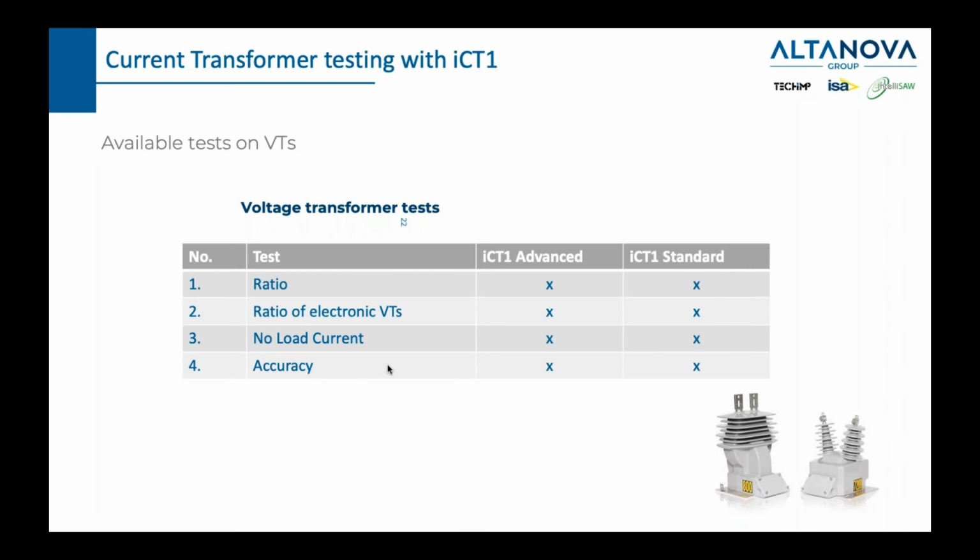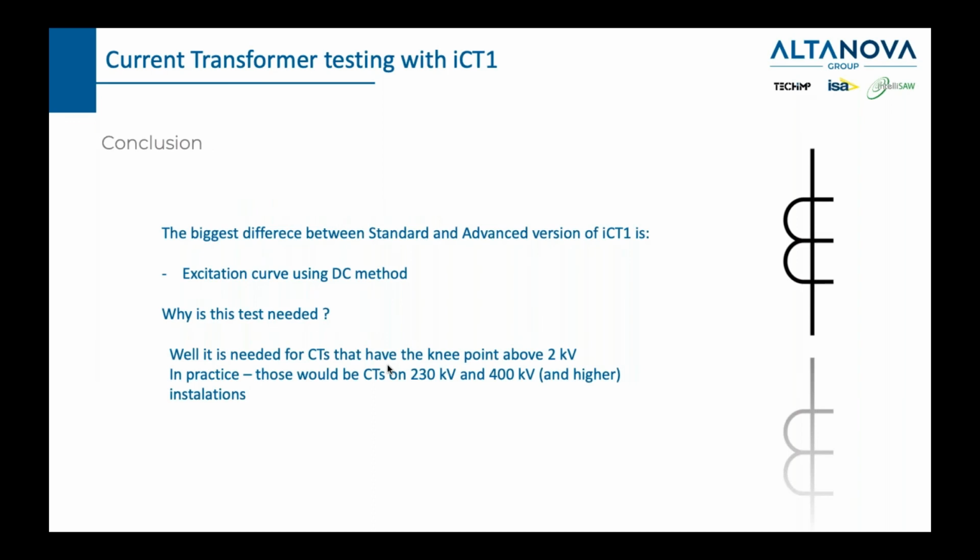Just to close this part and to explain the biggest difference between the standard and advanced versions of iCT1: the standard version does not have, and the advanced version does have, excitation curve using the DC method. Why is this needed? It is needed for CTs that have the knee point above 2 kilovolts. And in practice, this is not written in stone, but more or less you might say that the CTs used for voltage levels of 220, 230, or 400 kilovolts and above have a tendency to have a knee point higher than 2 kilovolts.